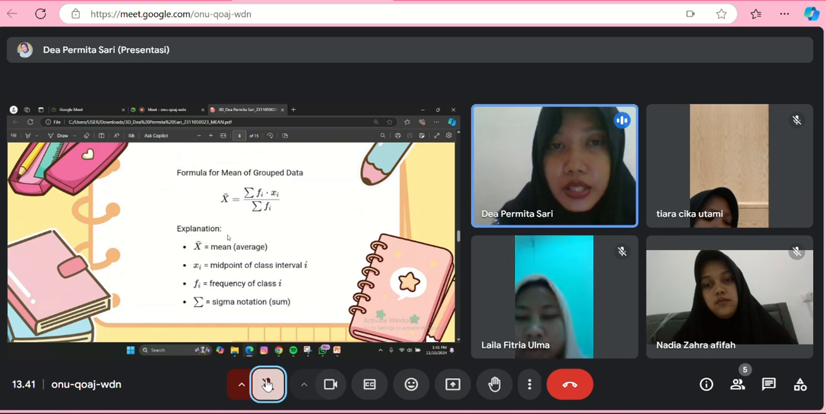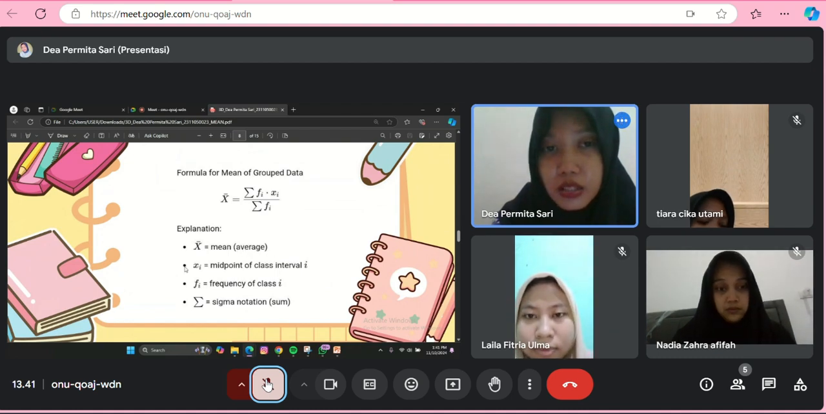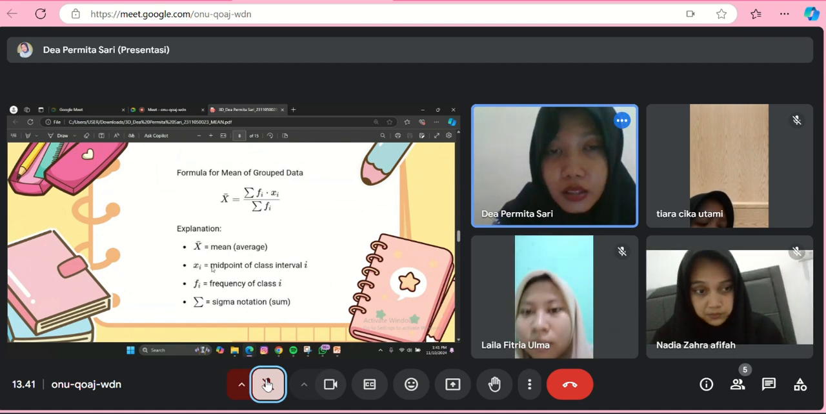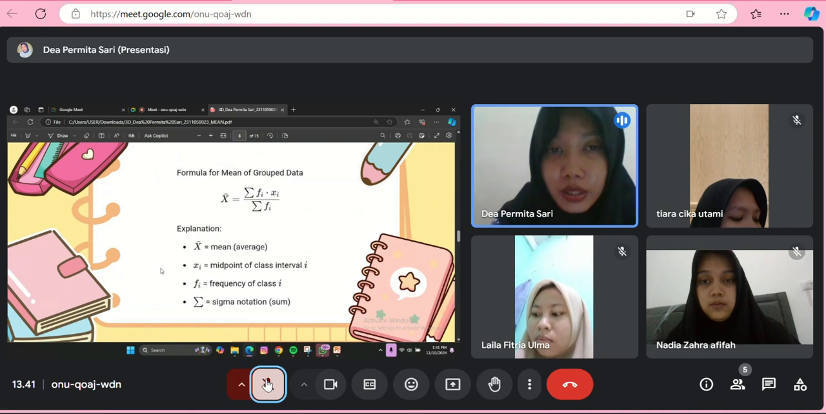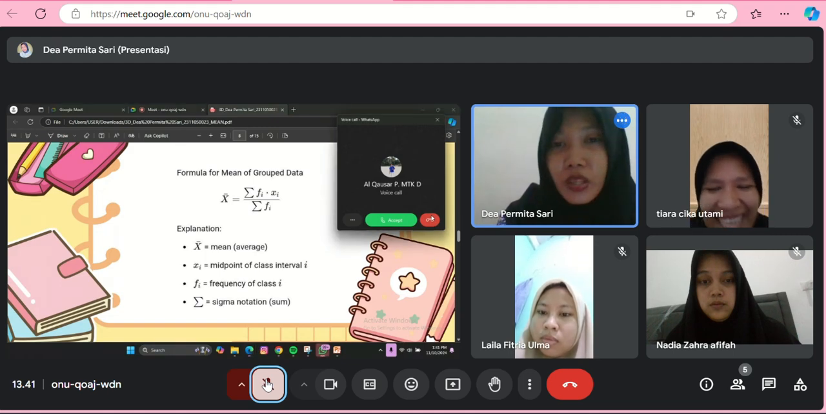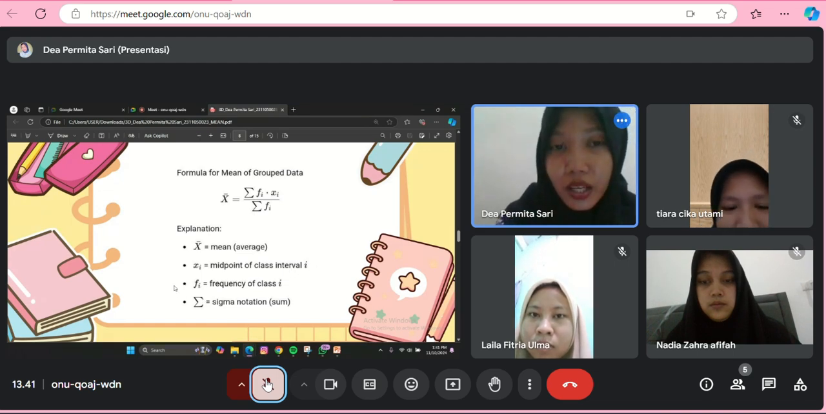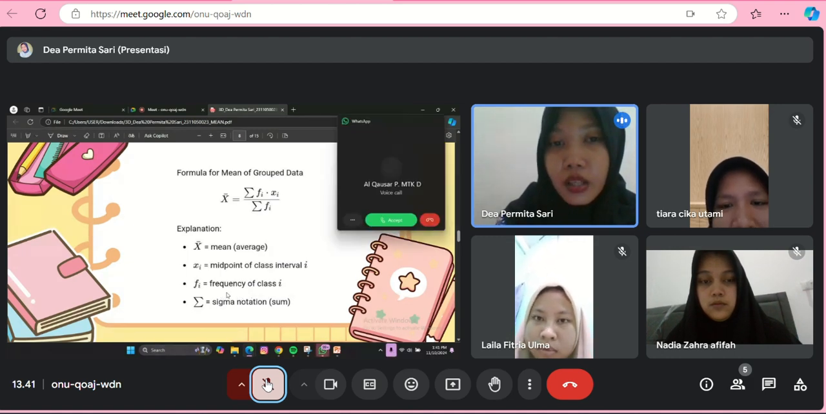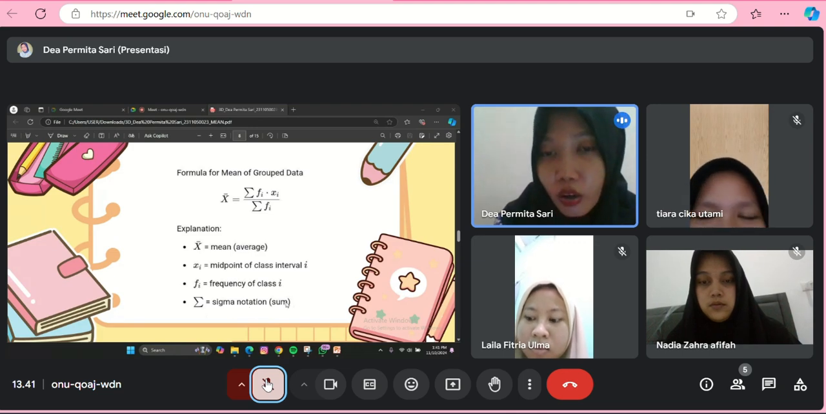Okay, the explanation. First, x bar is the mean or average. Next, xi is the midpoint of class interval i. Remember, guys, xi is the midpoint of class interval i. And next, fi is the frequency of class i. Sigma is the sum notation.